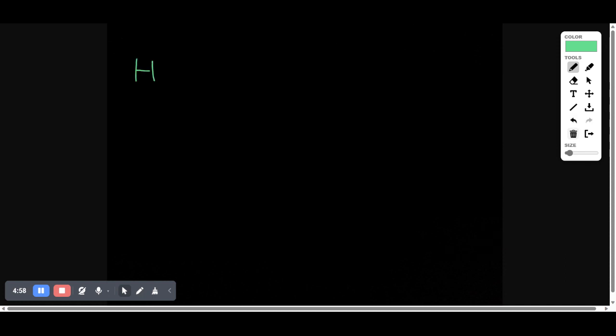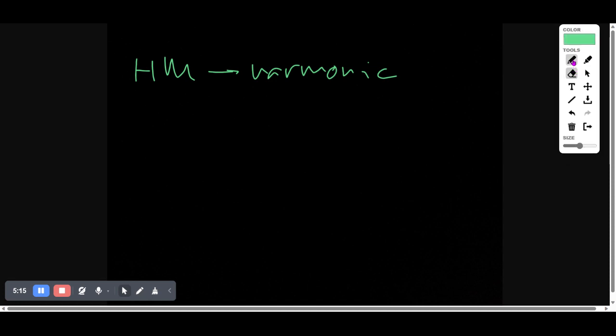So now we can move on to HM. Harmonic mean. This has many real life applications in speed. When you're considering things like speed, how fast you do something, or how fast you move, harmonic mean is good for finding things like your average speed.